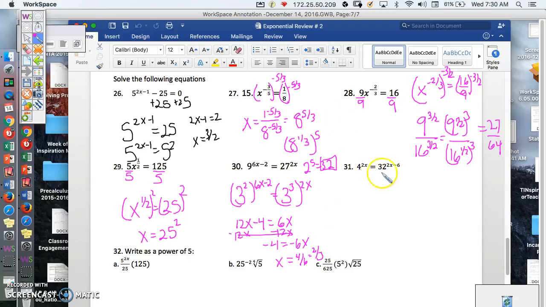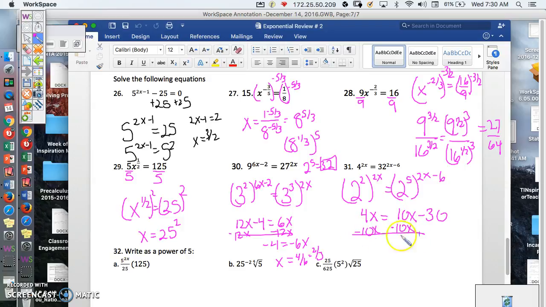And again, how do we make our bases the same? So 2 squared to the 2x, 2 to the 5th to the 2x minus 6, and again we have to multiply, so we have 4x over here, 10x minus 30, minus 10x, minus 10x, so negative 6x equals negative 30, so x equals 5.